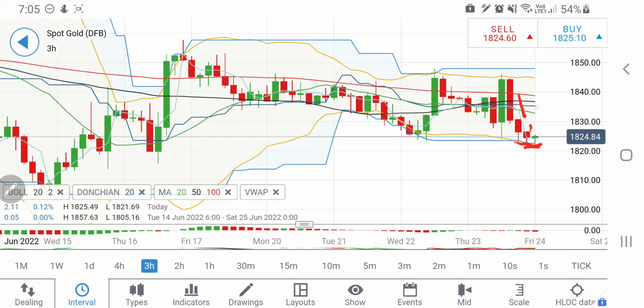One can remain long. How high it can go? The nearest resistance is at around 1832 and then 1835. After that 1840 will come into picture. This zone it has to pass by, and then 1842-43 levels will come into picture.